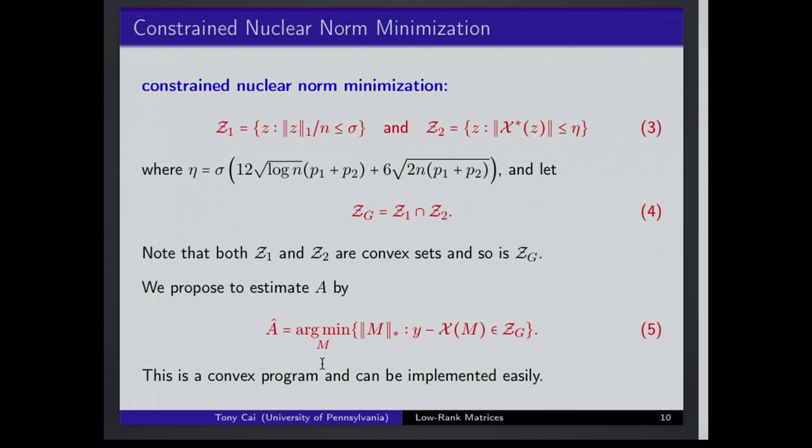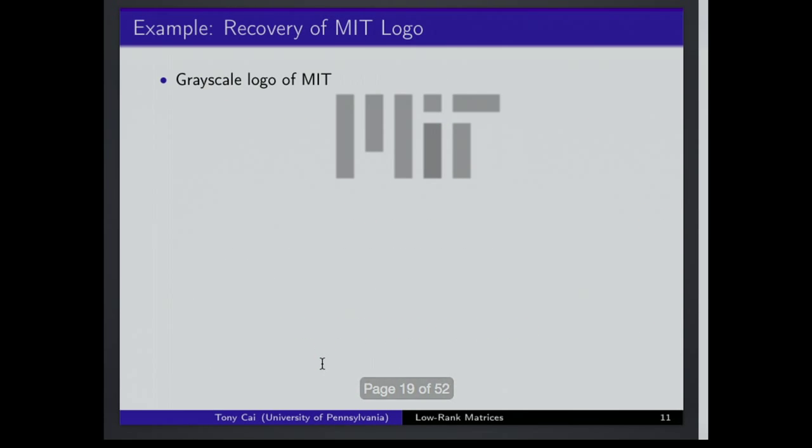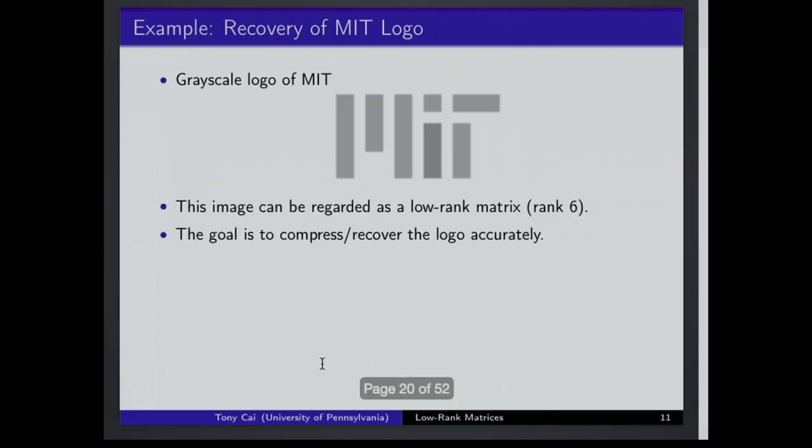The nuclear norm is just the sum of the singular values. So let's just try one simple example. Let's say we have this grayscale logo of MIT. If you treat this as a matrix, it's a rank 6 matrix. Now suppose that we left multiply by a Gaussian vector and right multiply by a Gaussian vector, do it many times, and apply the algorithm to recover it.